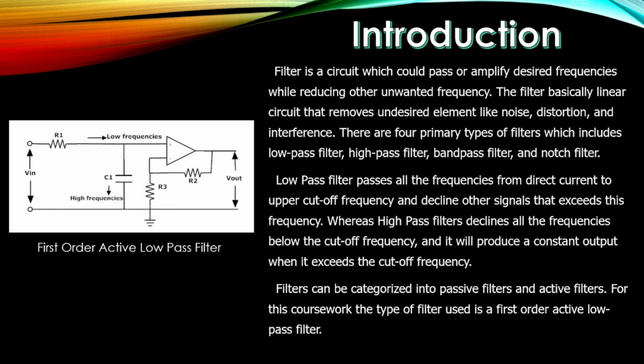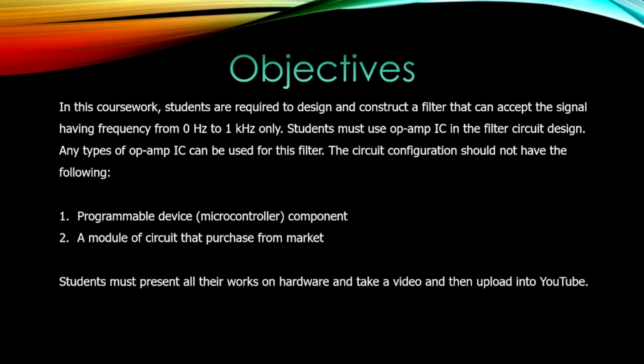As you can see, the picture on the left shows an example of the design of a first order active low pass filter, which is similar to my design for the filter circuit in this coursework. These are the objectives for the filter circuit design: the filter must be able to accept signals having frequency from 0 Hz to 1 kHz only.